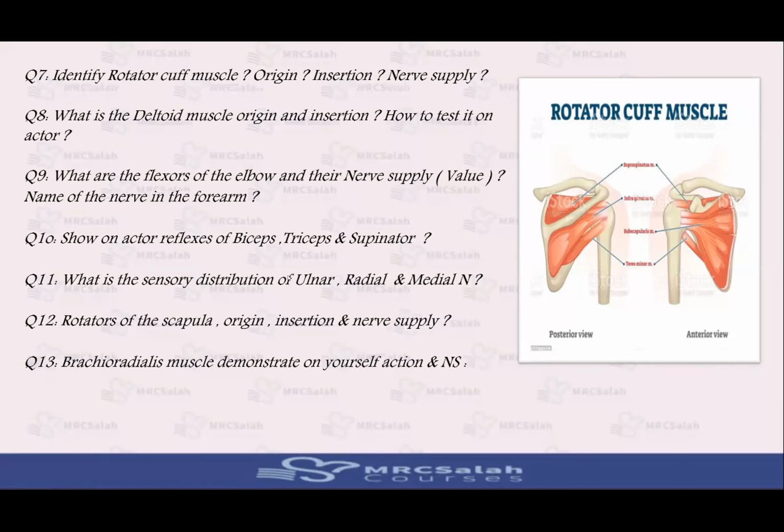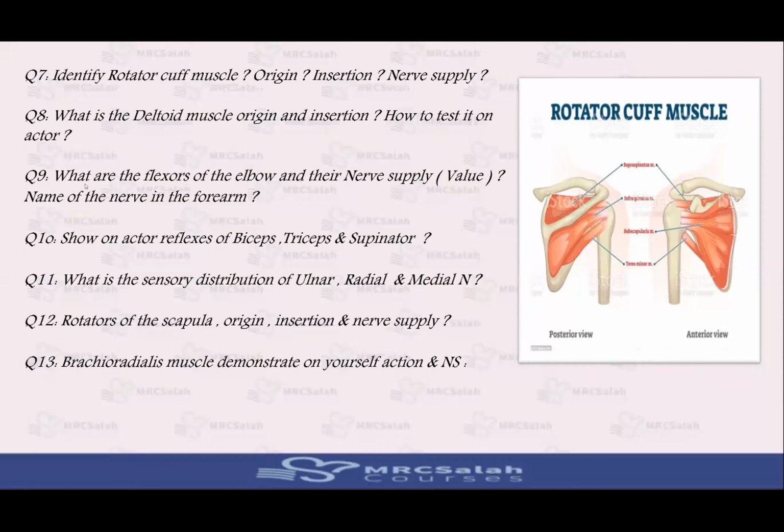Next question, can you tell me the origin and insertion of the deltoid muscle and how you test it on the actor? The origin of the deltoid is the lateral half of the clavicle and the scapula, and it is inserted into the deltoid tuberosity of the humerus. The nerve supply is the axillary nerve, and we can test it by asking the patient to do abduction at the shoulder. At which level? From 15 to 90 degrees. Okay, perfect.